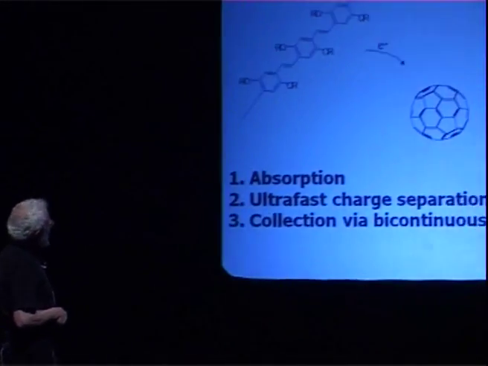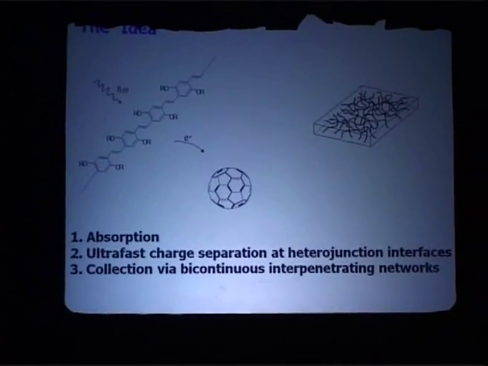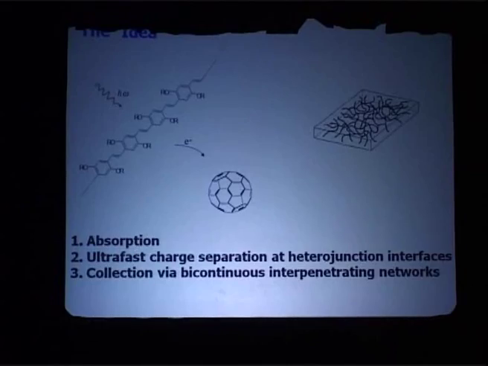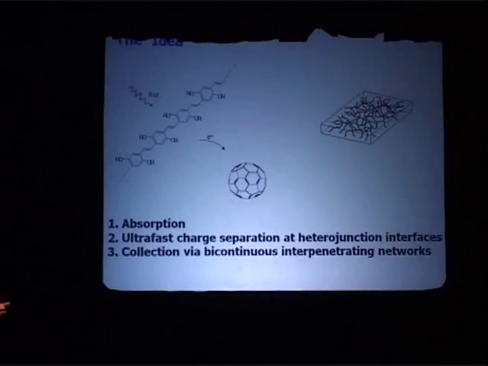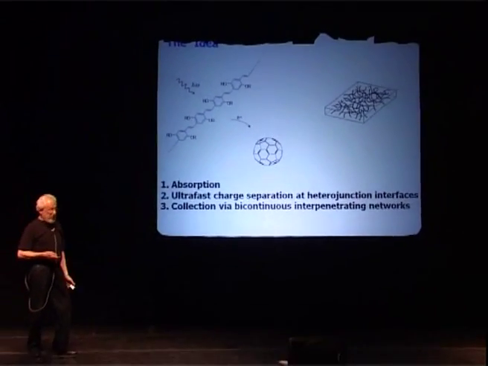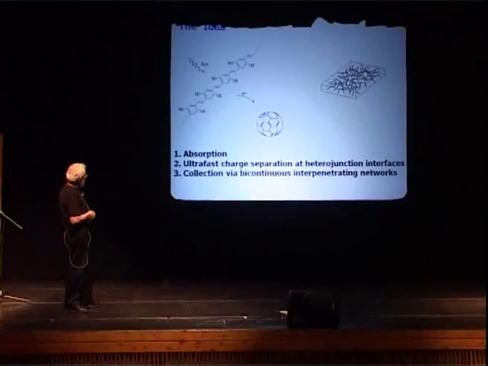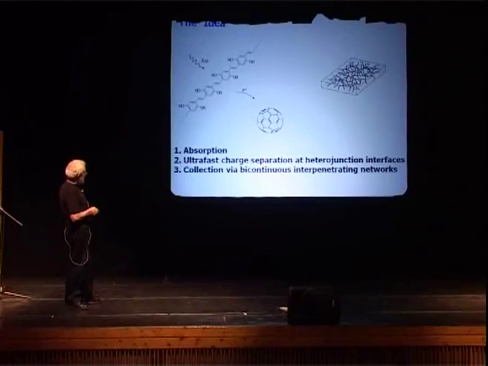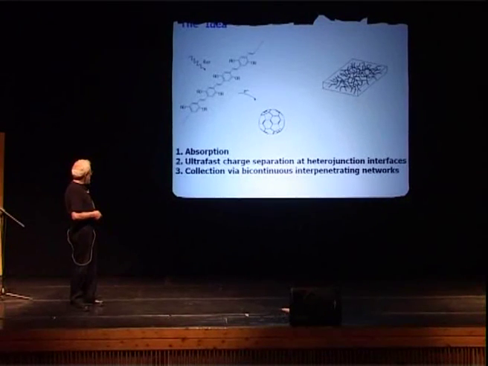Now, the next question is how do I get them out? The absorption, you understand. I was going to say it's a solved problem. In principle, yes, but I need to generate materials that will give me efficient absorption of the solar spectrum. The ultra-fast charge separation separates charge very effectively. I have to get them out.